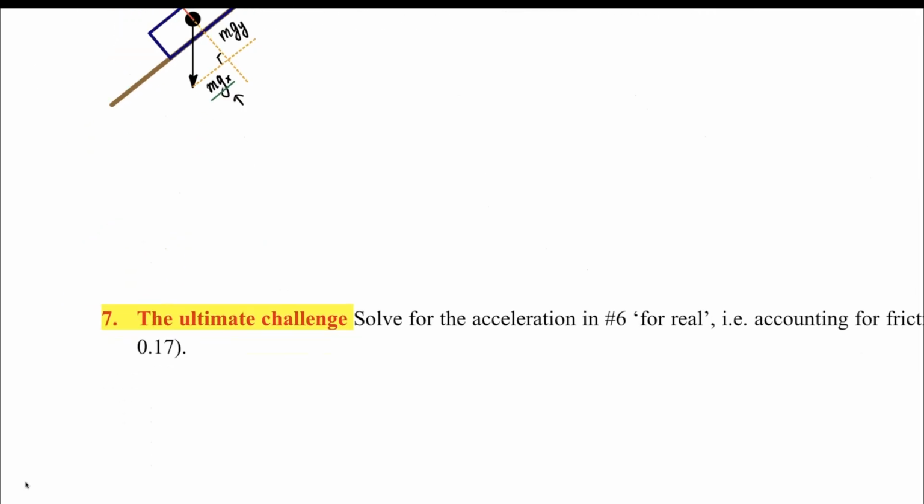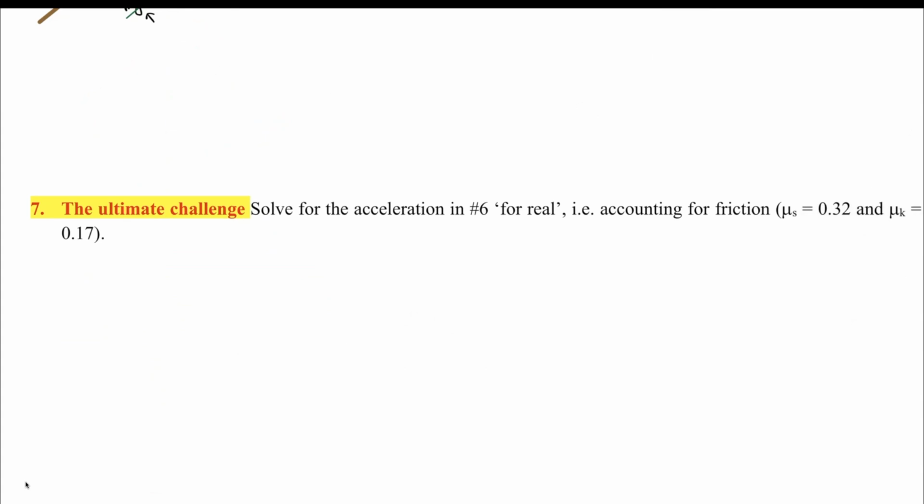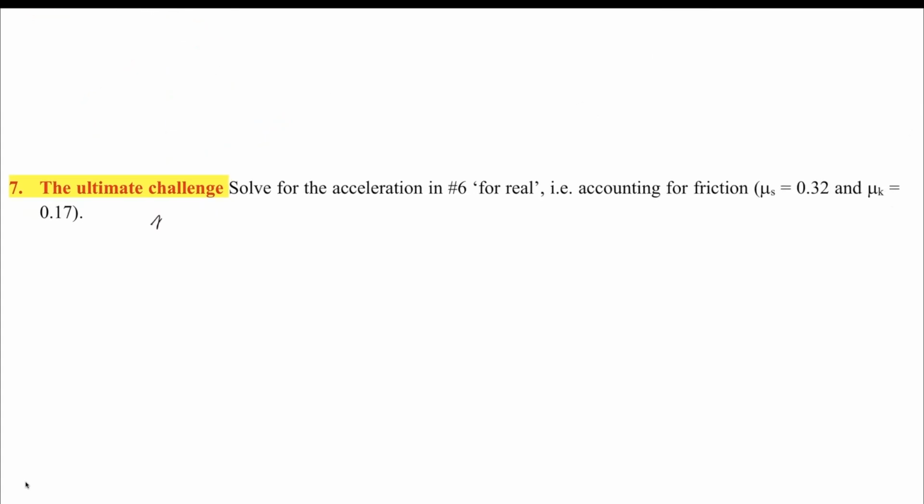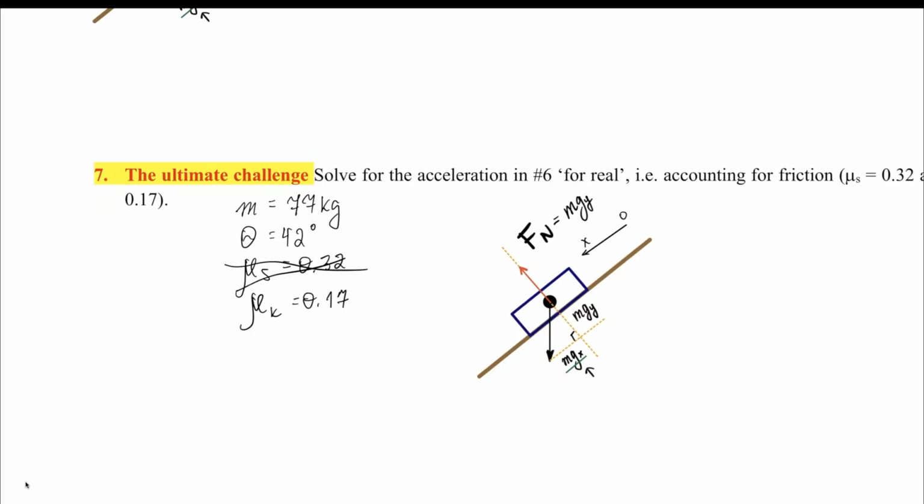In number 7, we're going for real life, and we account for the friction. A mass of 77 kilograms is going down an incline of 42 degrees, and mu static is 0.32, while mu kinetic is 0.17. Now, mu static is not going to count for us because the child and the sled are sliding. So I'm going to adjust my free body diagram a little bit to account for some friction here. So force of friction, and in this case, this is kinetic friction.